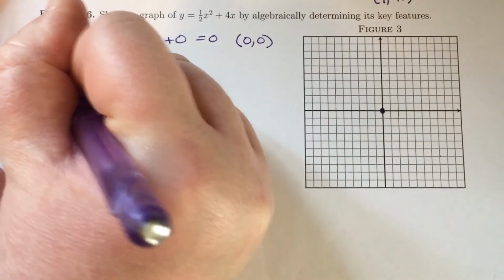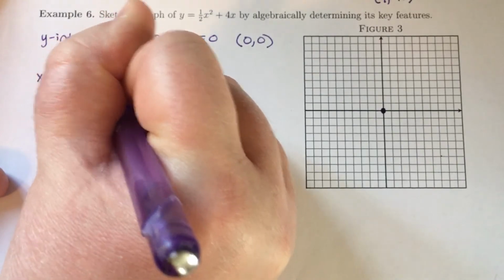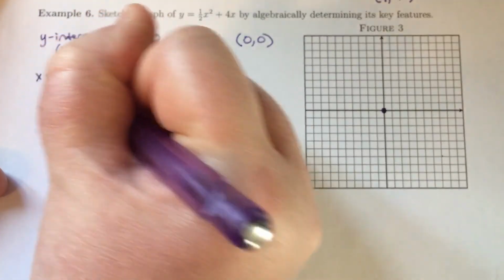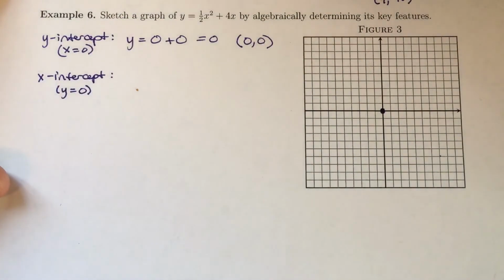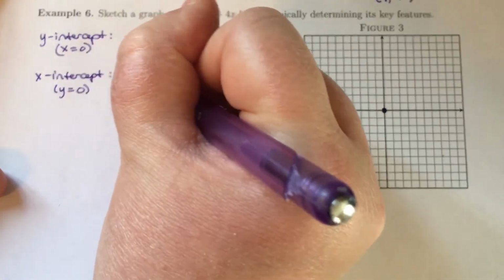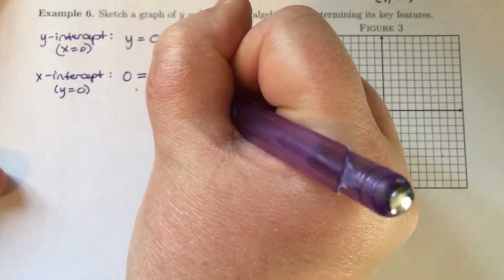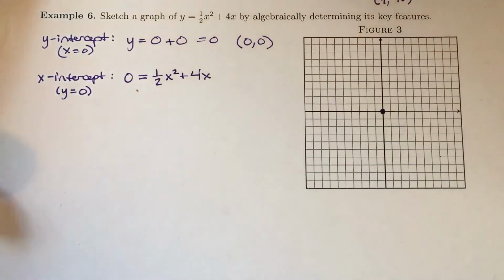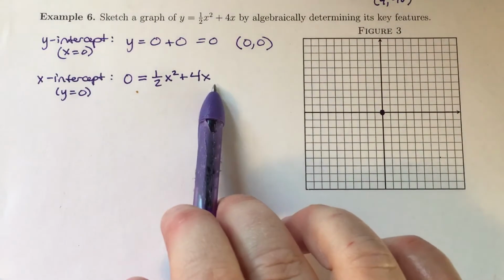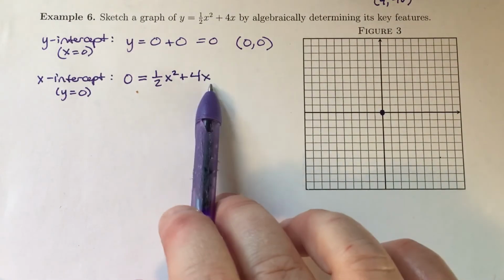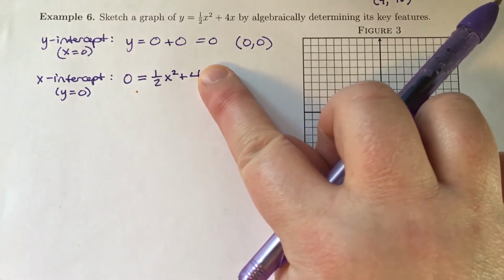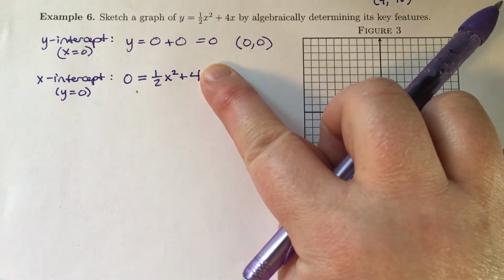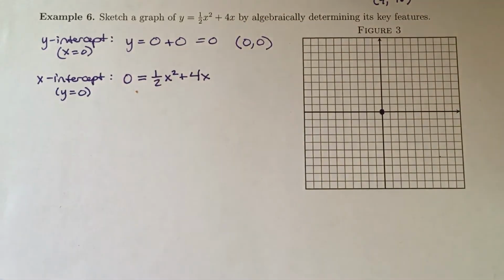Let's find the x-intercepts. We know one of them is going to be 0, but there's usually 2. So any x-intercept is when y equals 0. So in this case, it'd be 0 equals 1/2 x squared plus 4x. Because there's both an x squared and an x to the first power, we need to use the quadratic formula. If this were just 1/2 x squared plus 4, then I could get x squared by itself and square root both sides. But 2 x's means quadratic formula.